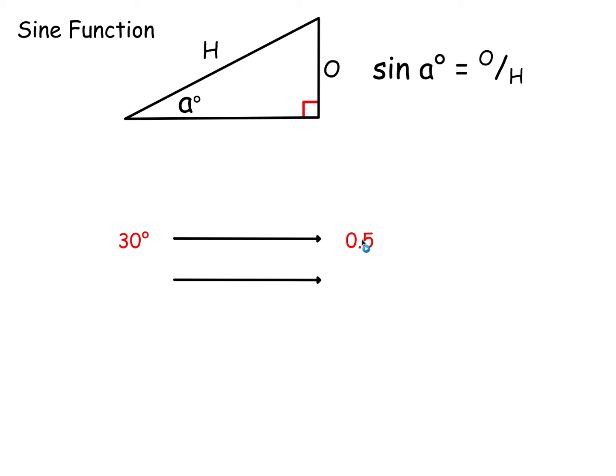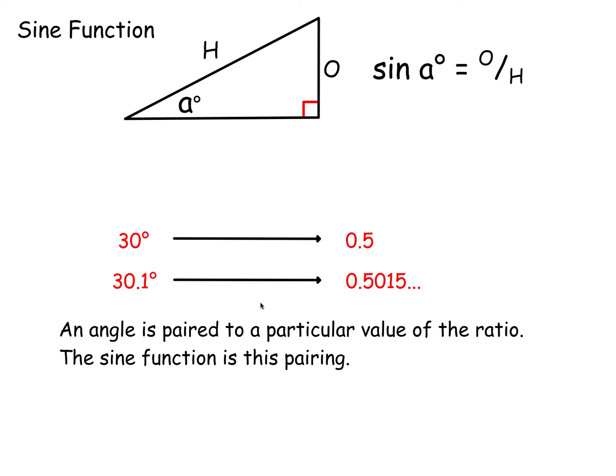Now if you even slightly change that angle, here it is 30.1, it changes the value of the ratio. Each angle has a particular value for the ratio. In a right angle triangle, it's unique to that angle. So they are paired off together. An angle is paired to a particular value of the ratio. A pairing like that is called a function. A function relates one number to one other number.